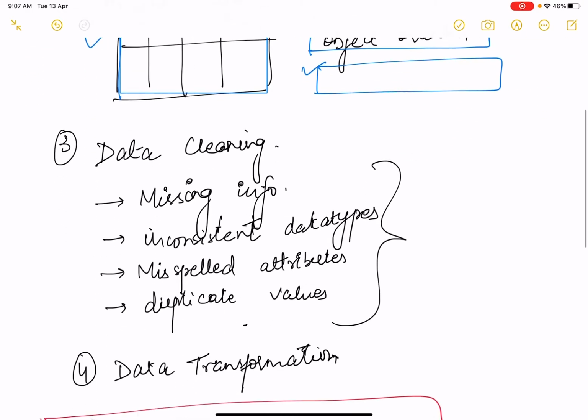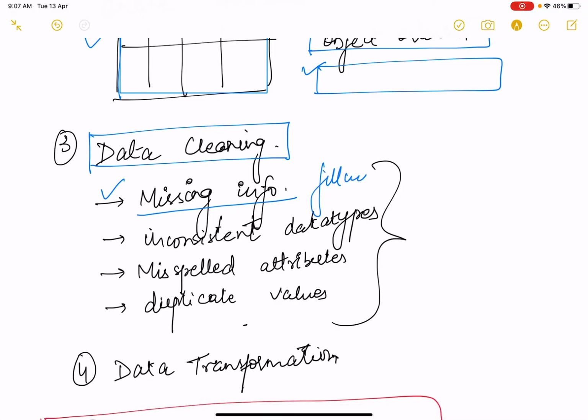Now we have the next step as data cleaning. What we do in data cleaning is we remove the missing information by filling it with some random data or some heuristic data. Then we deal with the inconsistent data types. Now what do we mean by inconsistent data types?